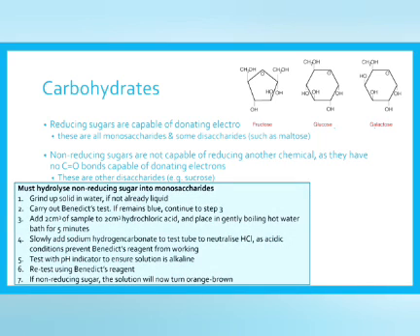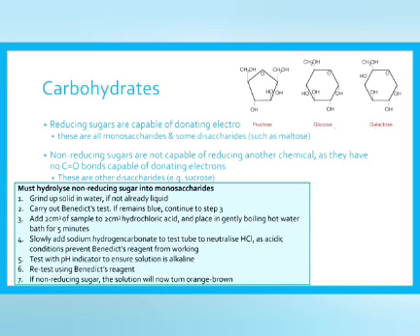In the same way, if it's a solid, we must first grind it up in water. We're going to then carry out the Benedict's test to determine if a reducing sugar is present. If it remains blue, that means a reducing sugar is not present, but a non-reducing sugar may be present, and therefore we're going to continue to the next step.